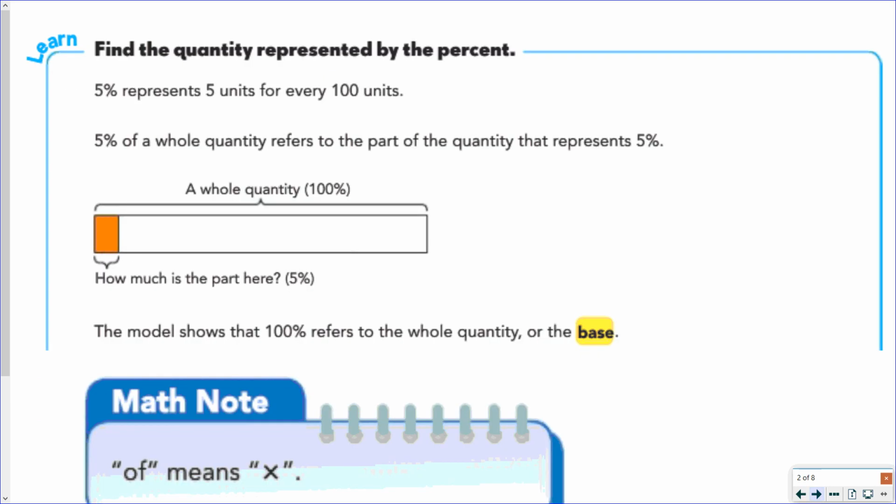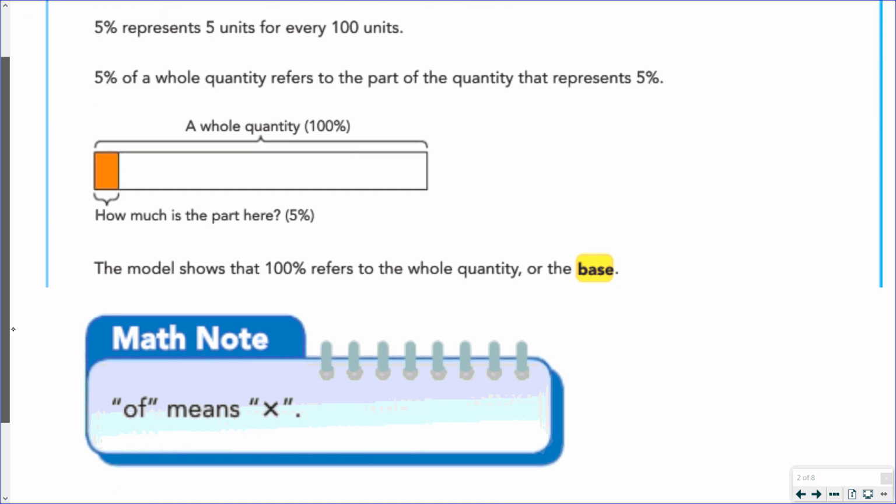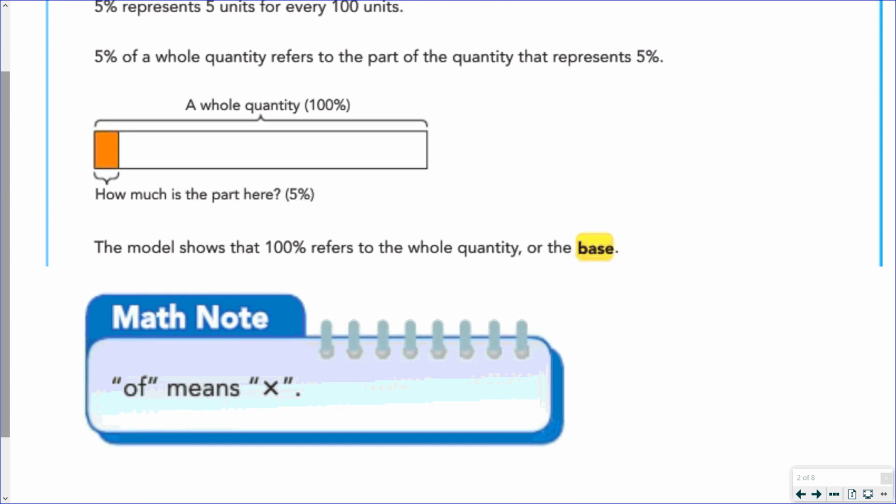So as we've established in this chapter, we know that 5% represents 5 units for every 100. So 5% of a whole quantity refers to the part of the quantity that represents 5%, because unfortunately, not everything is going to be out of 100, but we do say that the full thing is 100%. So we're going to figure out what 5% of a quantity is. And as has been mentioned in previous lessons, the word "of" usually means multiplication.